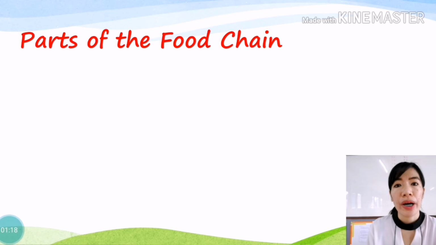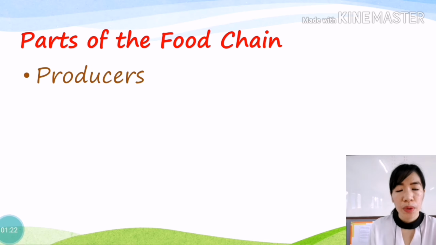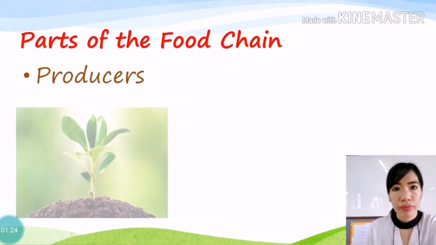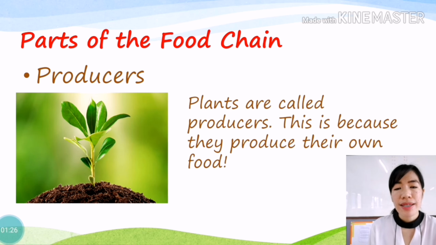There are three parts of the food chain. The first one is producers. Plants are called producers. Why? Because they make their own food, they produce their own food.